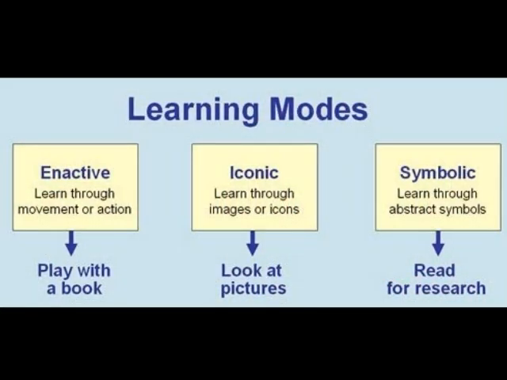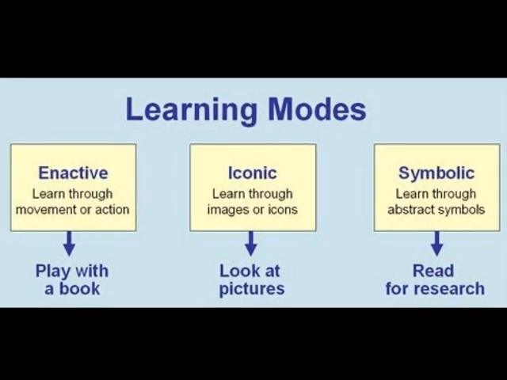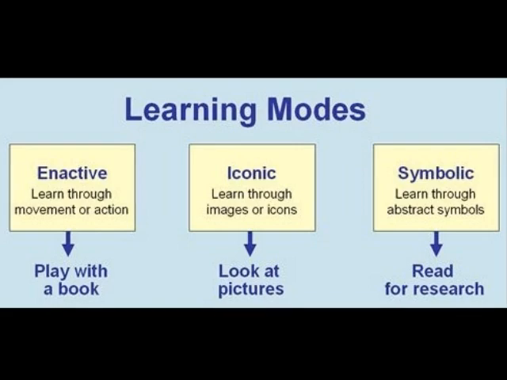According to Bruner, knowledge representation develops in 3 stages: enactive, learning through movement or action, such as playing with a book; iconic, learning through images or icons, such as looking at pictures; and symbolic, learning through abstract symbols, such as reading for research.